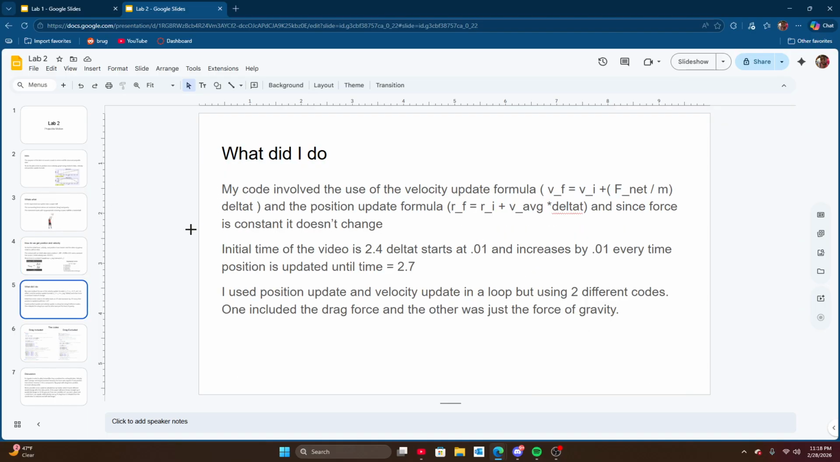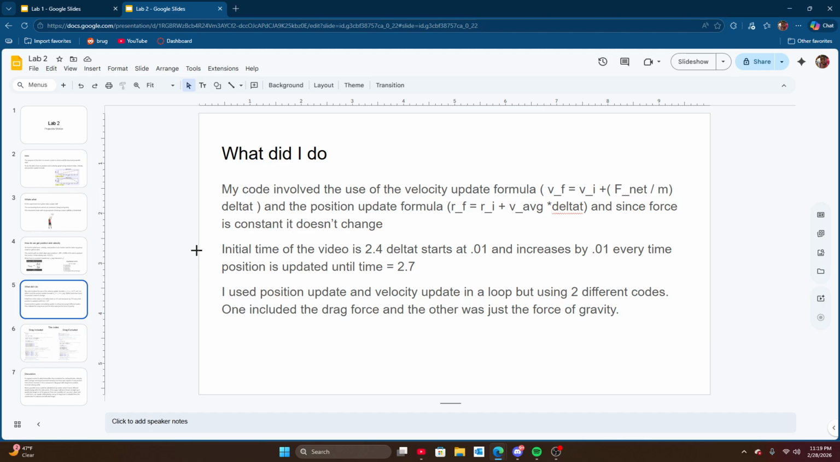What did I do? My code involved the use of the velocity update formula: V final equals V initial plus F net divided by mass times delta T. And the position update formula: R final equals R initial plus V average times delta T. And since the force is constant, it doesn't change.